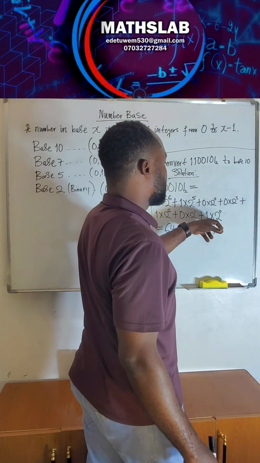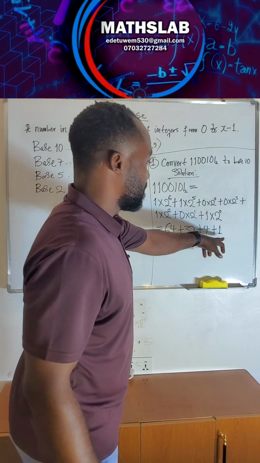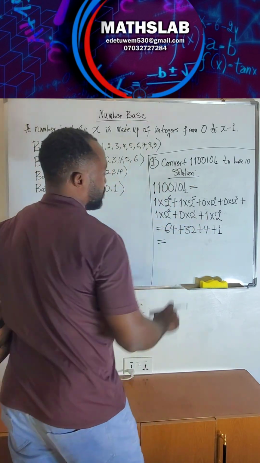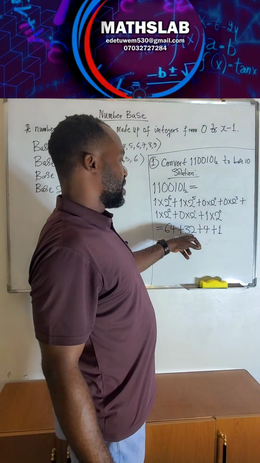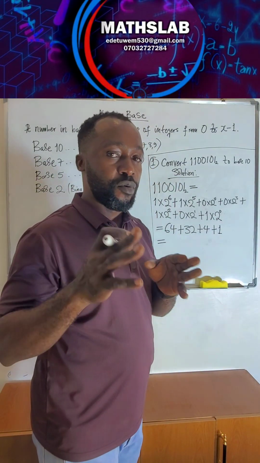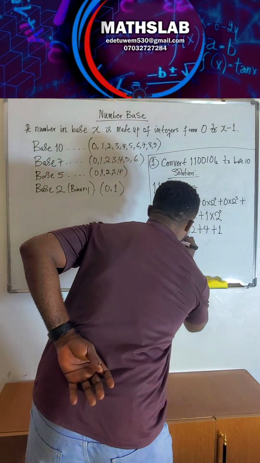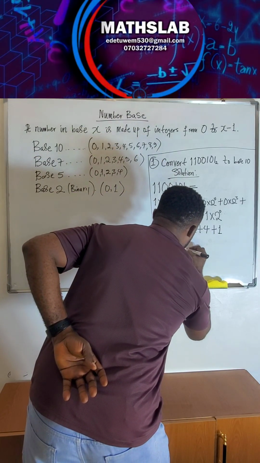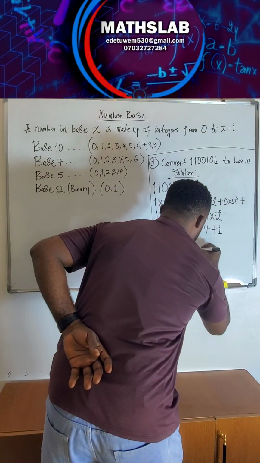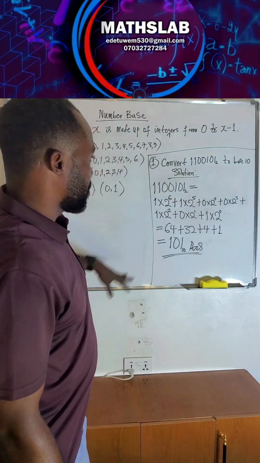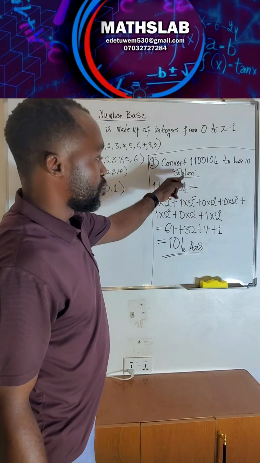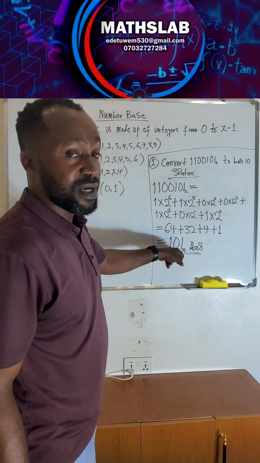This will mean 1 times 1. Okay? And that is 1 here. So if you add this together, 64 plus 32, that will be what? 96. 96 plus 5, that will be 101. So that would be 101 in base 10. That becomes the answer. Okay? So that's the answer to this. In converting 1100101 in base 2 to base 10, it becomes 101 in base 10.